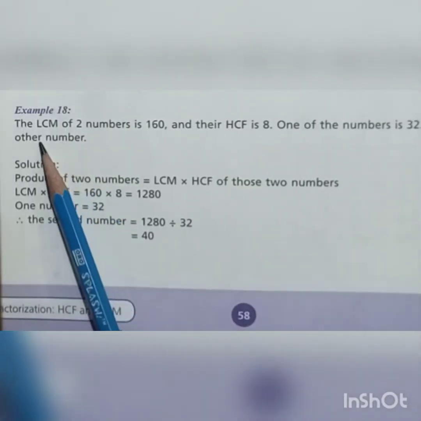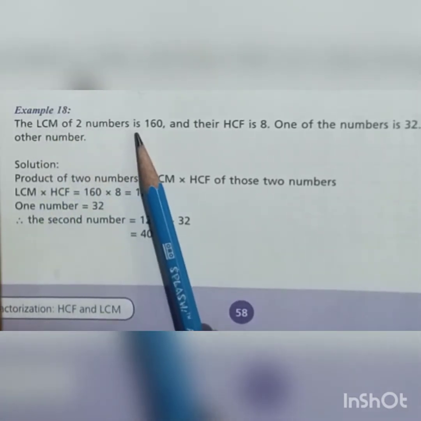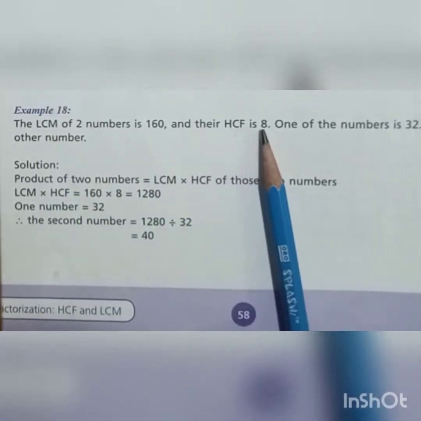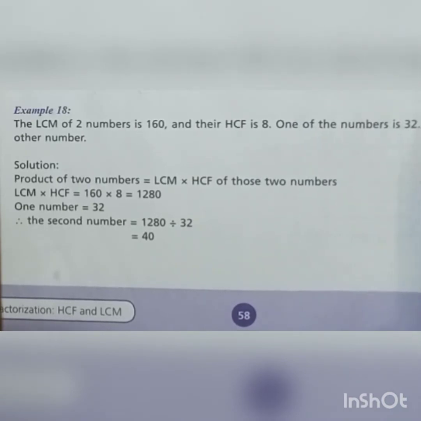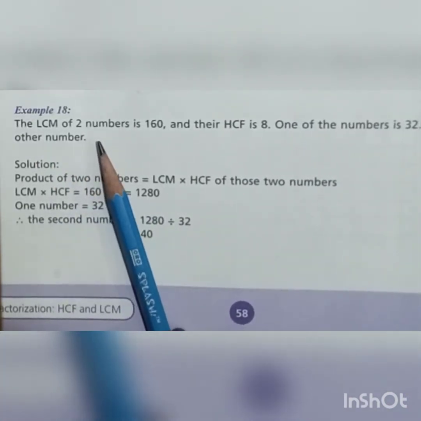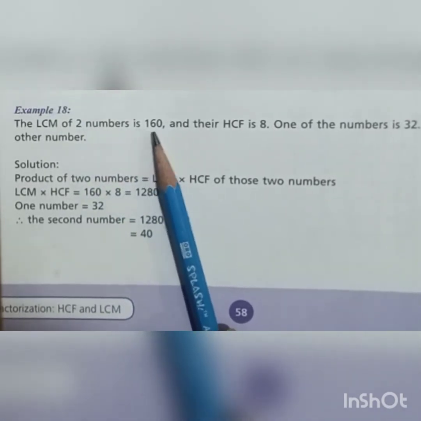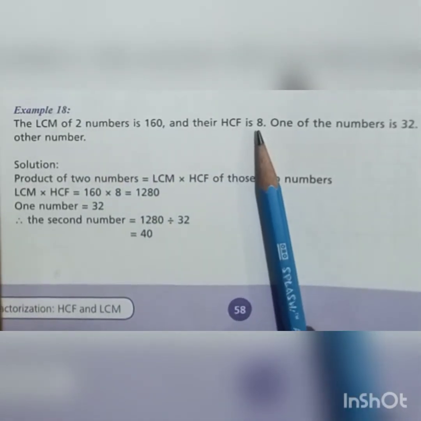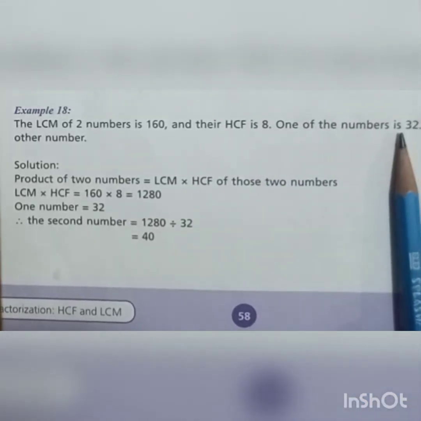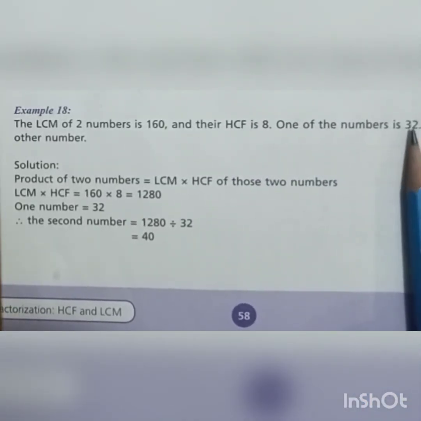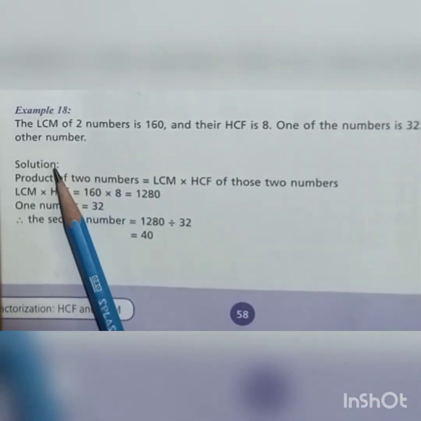Now here you can see example number 18. The LCM of two numbers is 160 and their HCF is 8. One of the numbers is 32. Find the other number. Students, in this question the least common multiple of two numbers is given, that is 160, and HCF is also given, that is 8, and one number is also provided, that is 32. We have to find the other number. Let's move towards the solution.